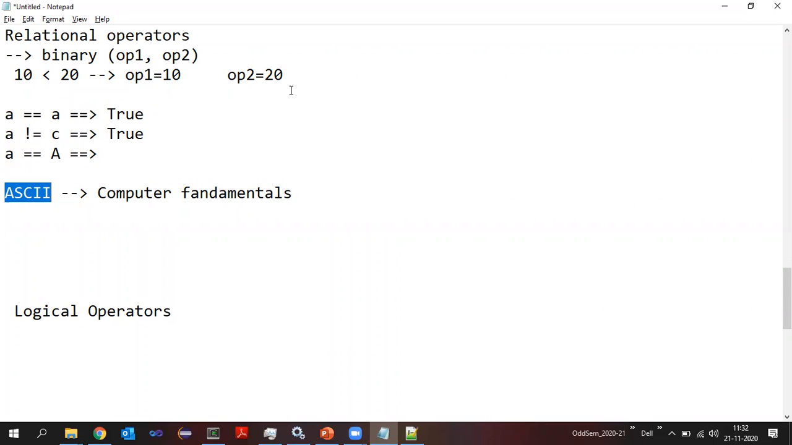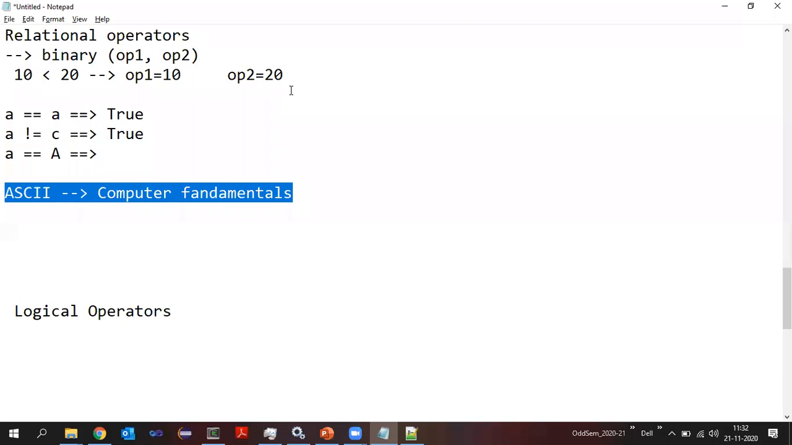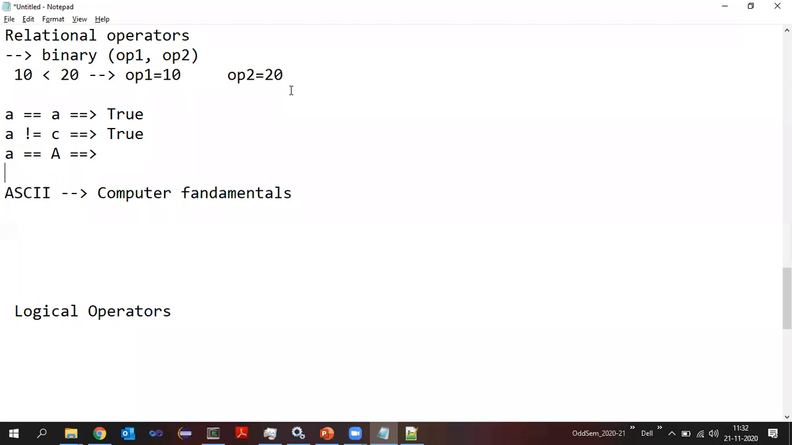American Standard Code for Information Interchange. Very simple, right? Just remember that these are nothing but certain integer numbers given to each of the characters on the keyboard. Like that, you have different types of characters. A is treated as its own ASCII value, right?